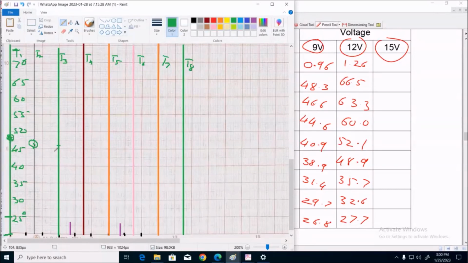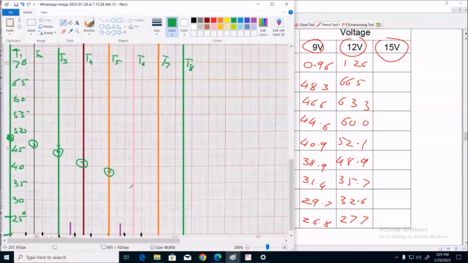Okay. Then 44.6, so 45, 44 means two line less. 44, one line less, 44.6. So one line less here. Okay. So T1, T2, T3, T4, 40.9 means one, two lines. This is 40, 40.9 is here. Okay. Then 38, 38 means this is 35, 38 is here. Four lines before 40.